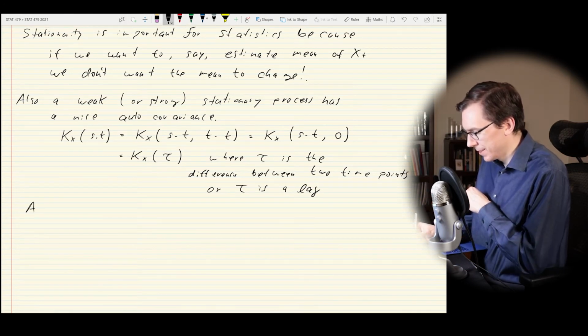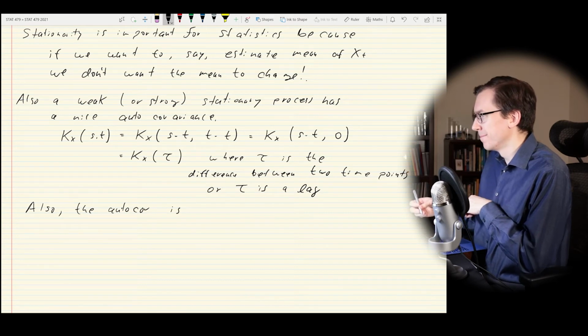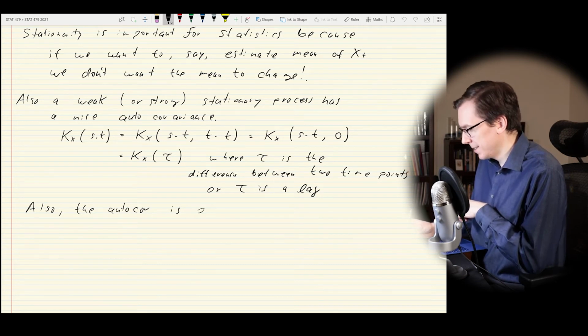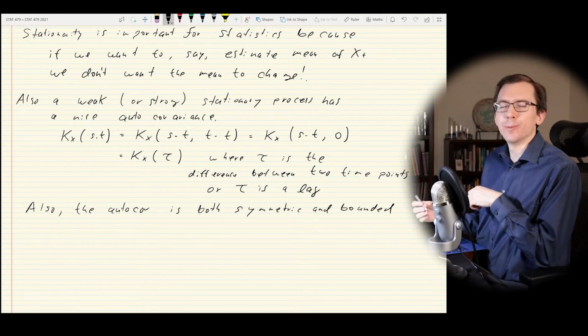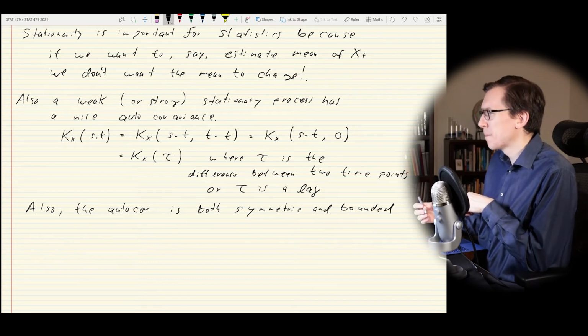Also, another also, the autocovariance is both symmetric and bounded. Both symmetric and bounded. Okay, so why is that true?